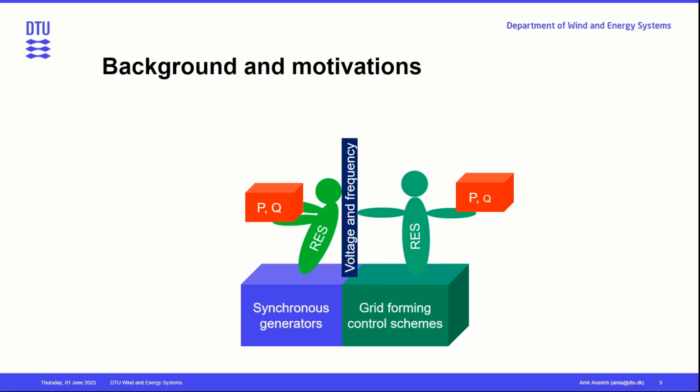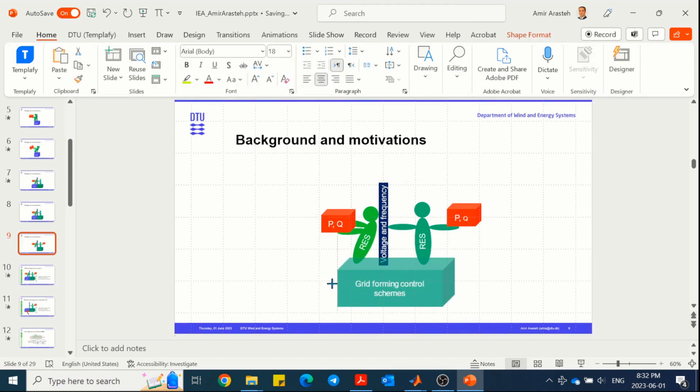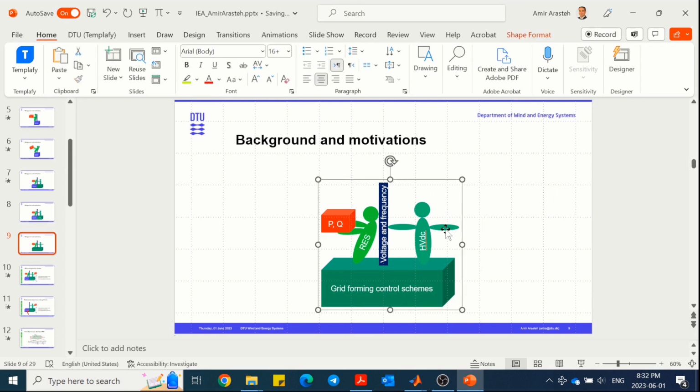But in this case, we are studying a very special case, which is offshore wind power plants. In offshore wind power plants, actually, there is no synchronous generator, so we can remove it. And this example should look like something. These renewable energy sources, which are supporting voltage and frequency, in our case, will be HVdc converters. And let's say they are not controlling their active and reactive power. Actually, they are just balancing these powers in this system. So we have only grid forming control schemes, no synchronous generator, and the HVdc converter is supporting the voltage and frequency in the system.